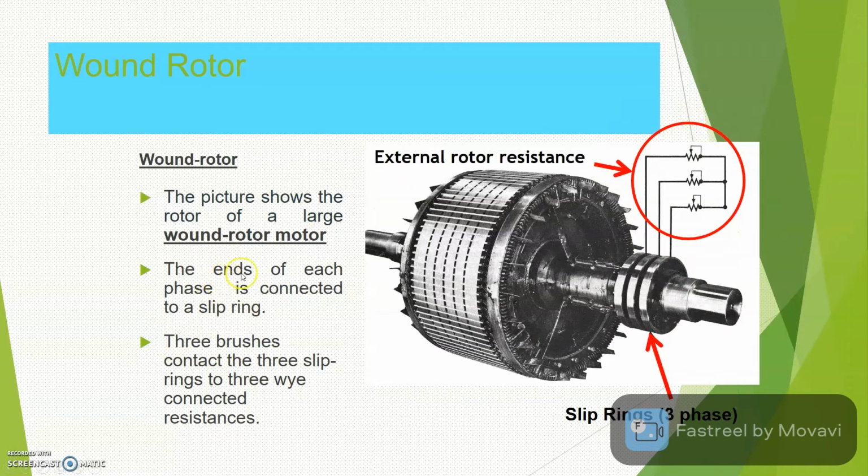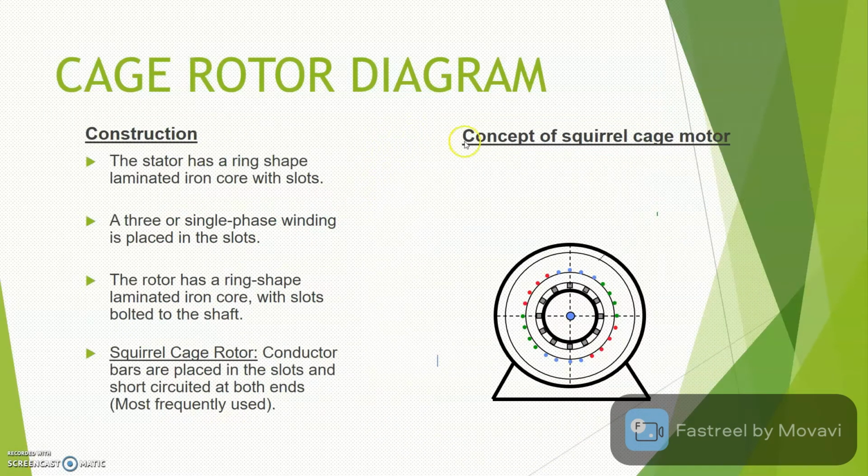The ends of each phase are connected to the slip rings. So the three brushes contact the three slip rings to the three wire-connected resistance. The purpose of connecting this resistance is to control the speed of the induction motor. Next, we will see the concept of the squirrel cage motor.